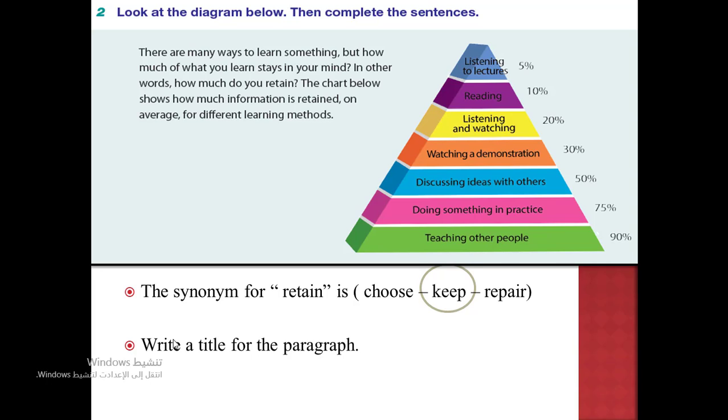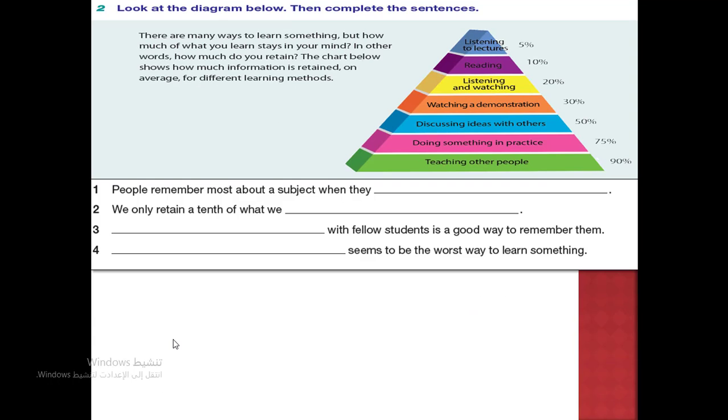Actually, this is an important question. Simply, we can say how to retain better. And you could be more creative when you want to write a title for this paragraph. Well, so below this paragraph you will find some sentences that help you to understand in detail. The first one, people remember most about a subject when they remember most. أكتر نسبة بيستذكروها. Of course, when they teach other people.